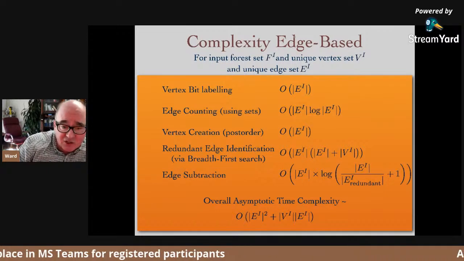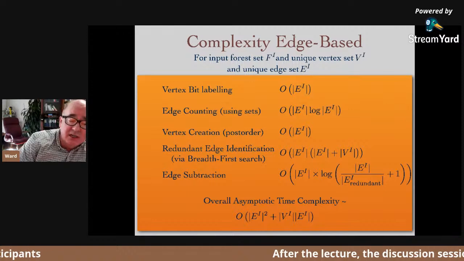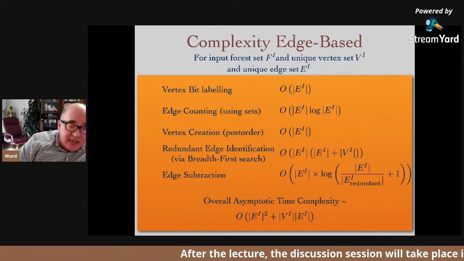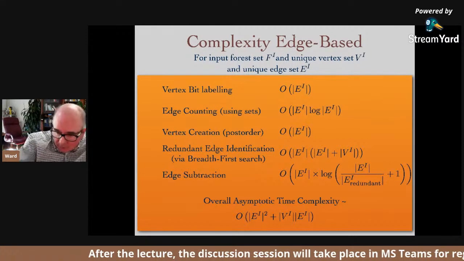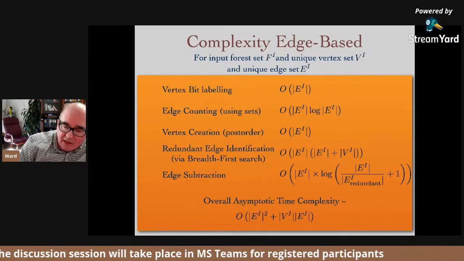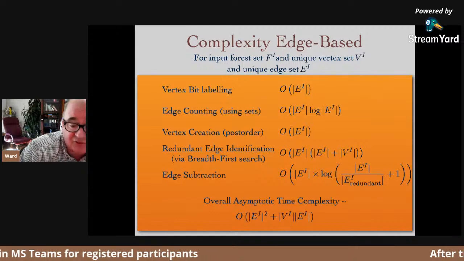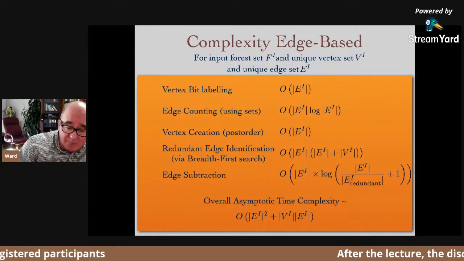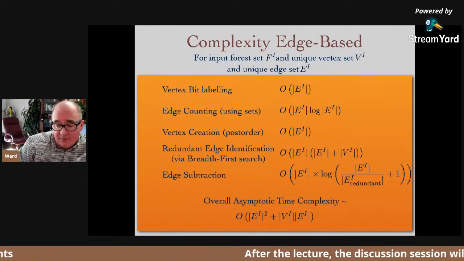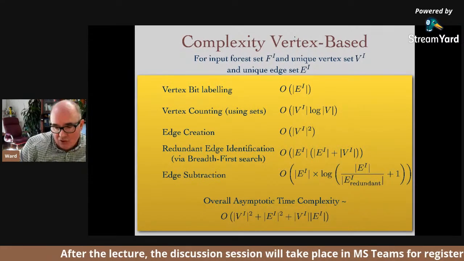The redundant edge identification operation by a breadth first search is the same as the previous operation in the vertex set, and the edge subtraction is the same sort of set-wise subtraction operation there. So the overall asymptotic complexity for the edge-based operations does not have that vertex squared term. It's edge squared plus the number of vertices times the number of edges. If you look before, we had that extra V squared term there.